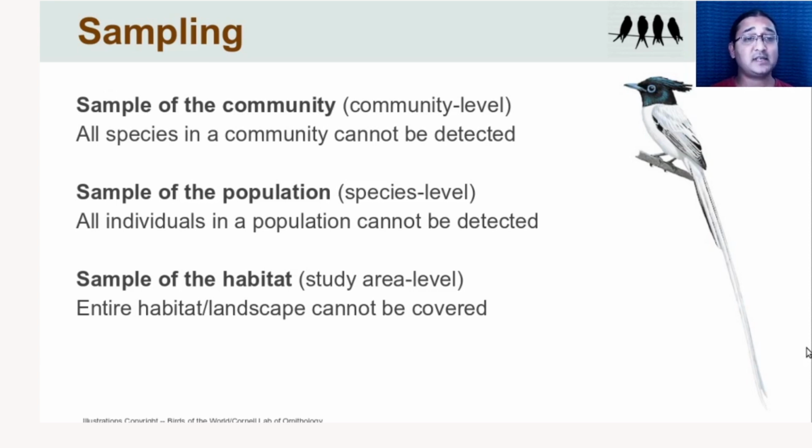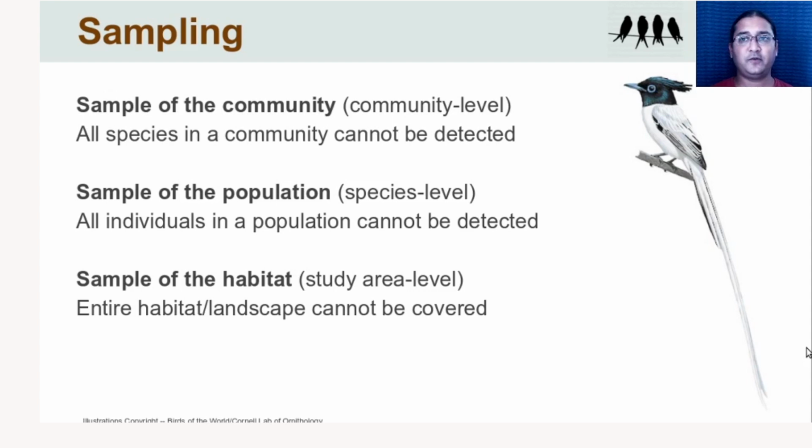In addition, it's a sample of the population, because all individuals in the population cannot be detected, right? So for a particular species, if you're walking through the habitat and trying to count the number of individuals, some will be hidden, some might not call, and therefore you might not be able to detect them. And therefore, even the count within a species of the population size is a sample of the population. And finally, sampling acknowledges that you cannot cover the entire habitat.